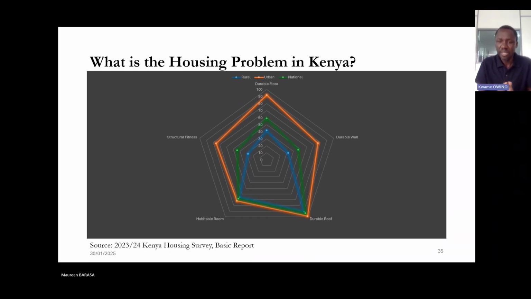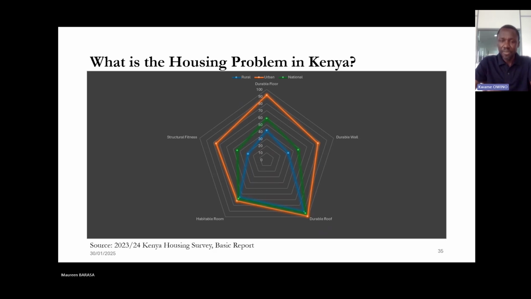But what it's telling you is this: as Kenyans, we live in houses with good durable roofs. Middle level, half of us live with durable walls. And durable floors are about 90%. On the structural fitness side, let's concentrate on the green one. So the green one is telling you that a good number of Kenyans live with durable floors. About half of us live with good durable walls, and then slightly more than 60%.